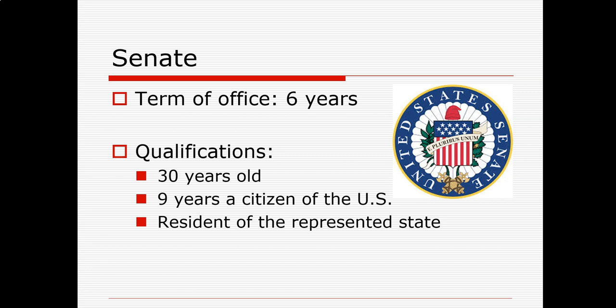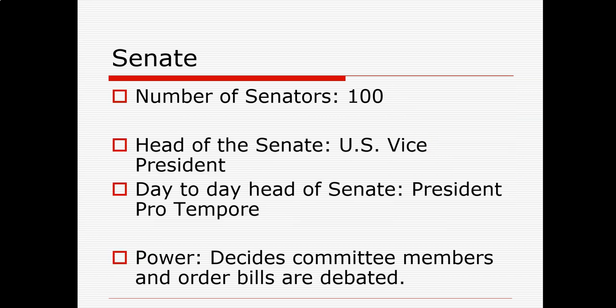The Senate actually has longer terms. In this case, each senator serves for 6 years. The qualifications are that the senator or the person running to become a senator has to be at least 30 years old, has to be or have been a citizen of the United States for at least 9 years, and a resident of the represented state. The Senate has 100 members. The head of the Senate is the United States Vice President. The day-to-day head of the Senate is the President pro tempore.